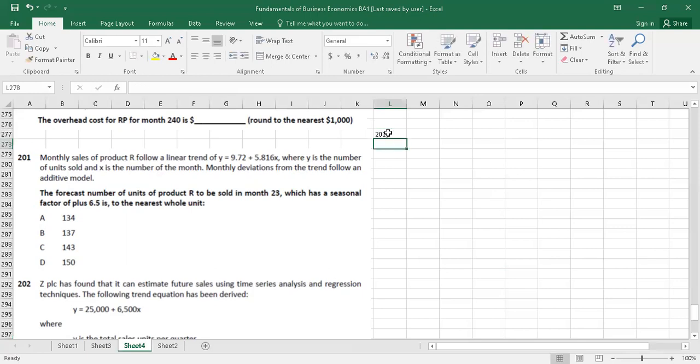The linear trend is given to us as y is equal to 9.72 plus 5.816 x. X represents the month. Month number is given as 23. So we will have y is equal to, so we have 9.23. We have that.